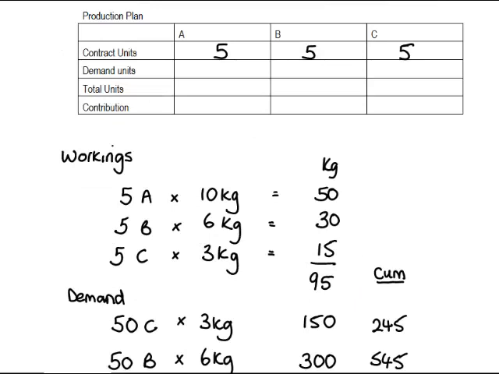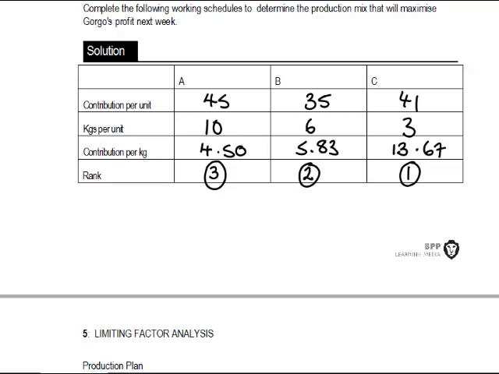So let's pop these into the table. We've got 30 of A, 50 of B, and 50 of C. So that's a total of 35 units of A, 55 units of B, and 55 units of C. And the final step here is to work out what the contribution is. Now the contribution per unit is 45, 35, and 41.